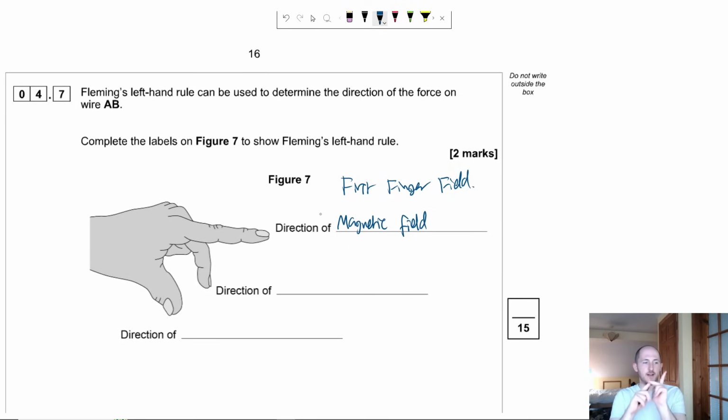Now what about this middle finger? Well, it doesn't begin with M. It's also my second finger. Do you see the C in second? So second finger is current.